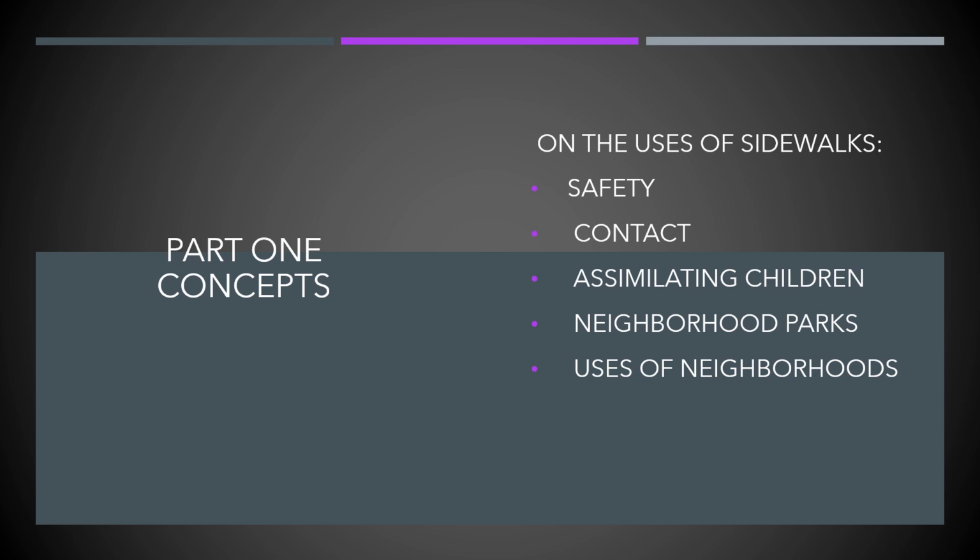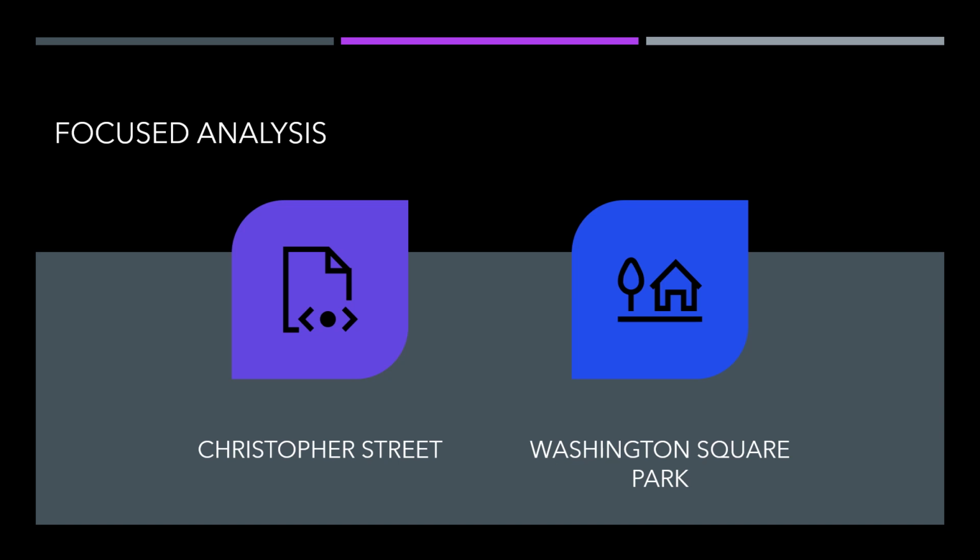In part 1 of Jane Jacobs' book, she discusses in distinct detail the following uses and importance of sidewalks and related supplements in the city. She discusses safety as a first condition of the success of a city and contact as a means of establishing trust and privacy. She then explains how the assimilation of children is imperative to the health of a city, how neighborhood parks provide a means for diverse exchanges, and discusses the importance of a neighborhood's ability to bring a sense of togetherness. Using these concepts, we'll be focusing on two locations, Christopher Street and Washington Square Park.